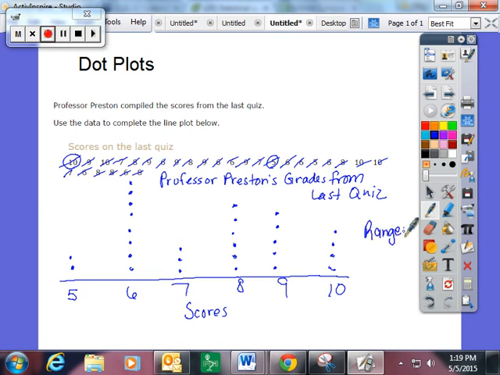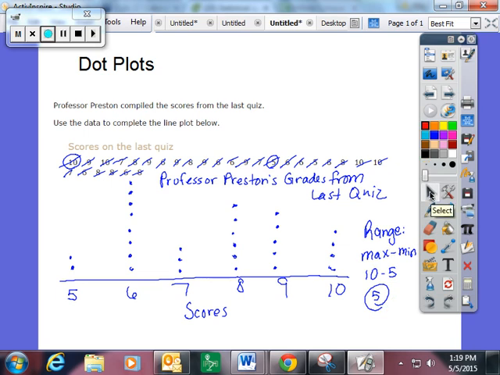Now, the one thing I do want you to remember from this dot plot, we talked about the word range. Range is the maximum value minus the minimum. So in this case, the data ranges 5 points because the maximum is 10 and the minimum was 5. Just something I want to talk about while we're going through this.